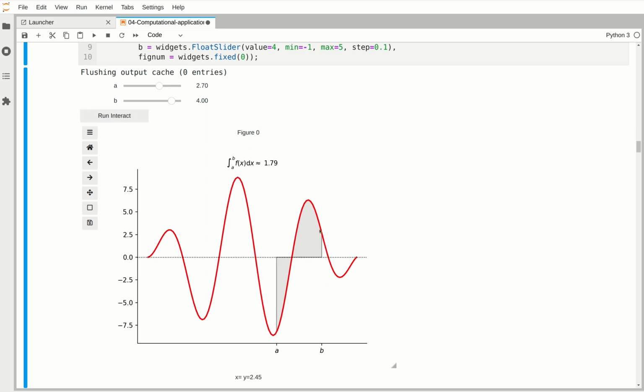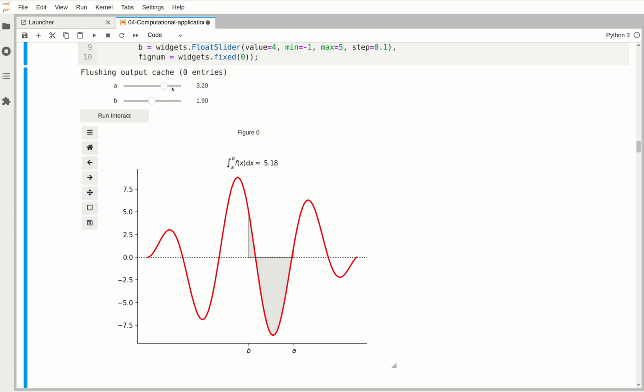Now the area is positive because there's more of this positive area compared to this negative area. Whereas if I move this b value down, let's say down to 3.2, now again I have more negative area than positive area, and the integral value again appears to be negative. So you can play around with this. You can also see what's interesting to happen. What happens if you switch a and b? It appears that there's more negative area than positive area, yet the value is positive.